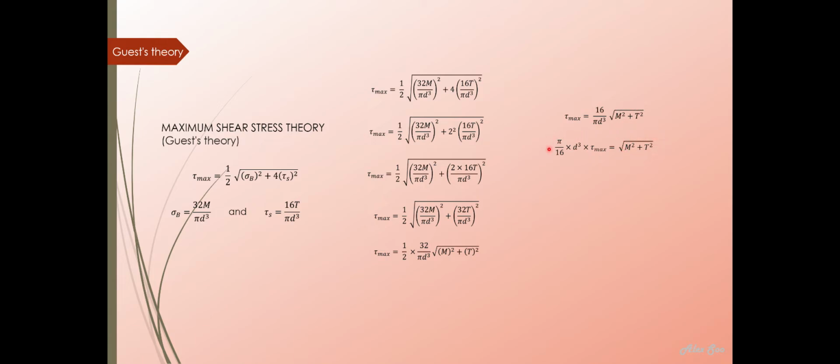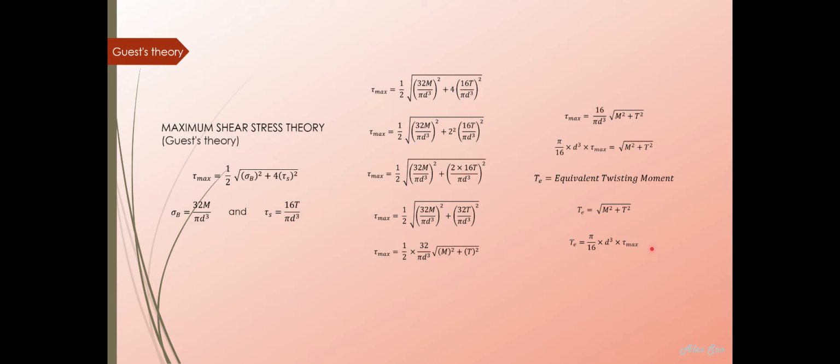Once we have this equation, we can introduce a term which we call TE, or the equivalent twisting moment, to be equal to pi over 16 d cubed times tau max, or TE can also be equal to the square root of M squared plus T squared. So that is TE equals square root of M squared plus T squared, and TE equals pi over 16 d cubed times tau max.